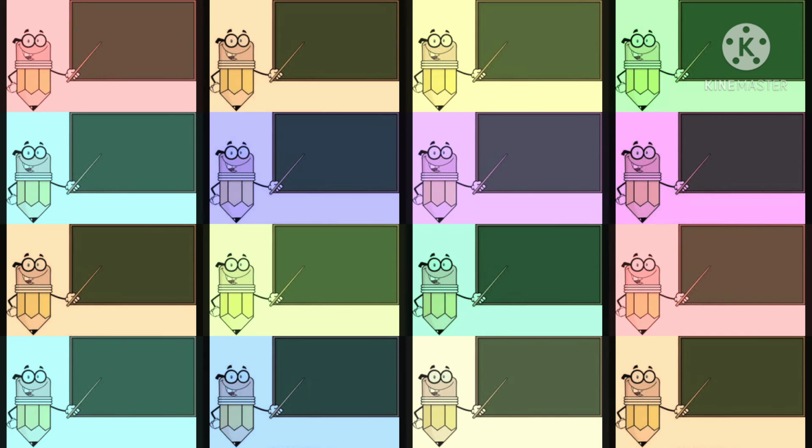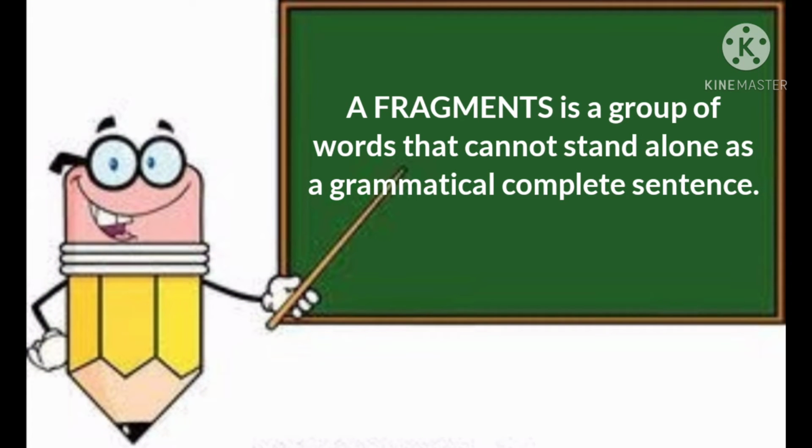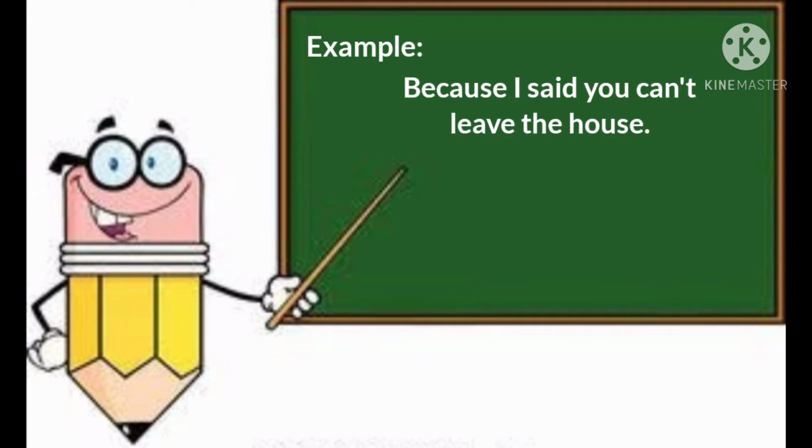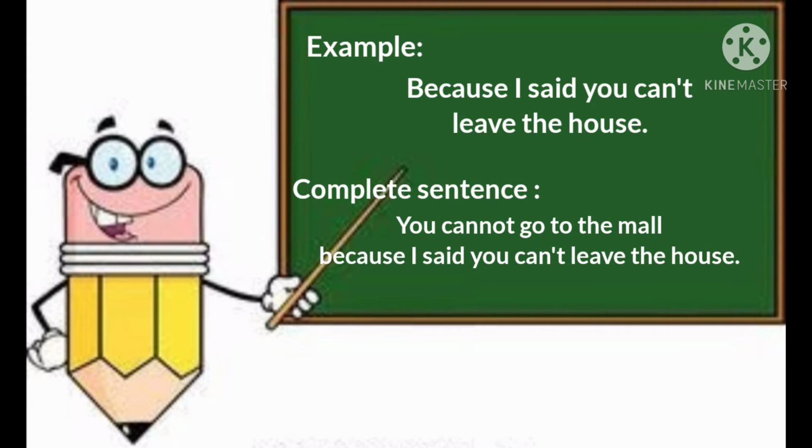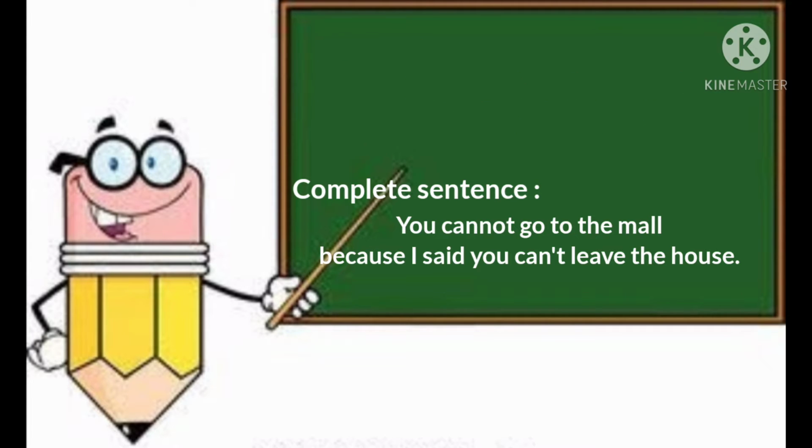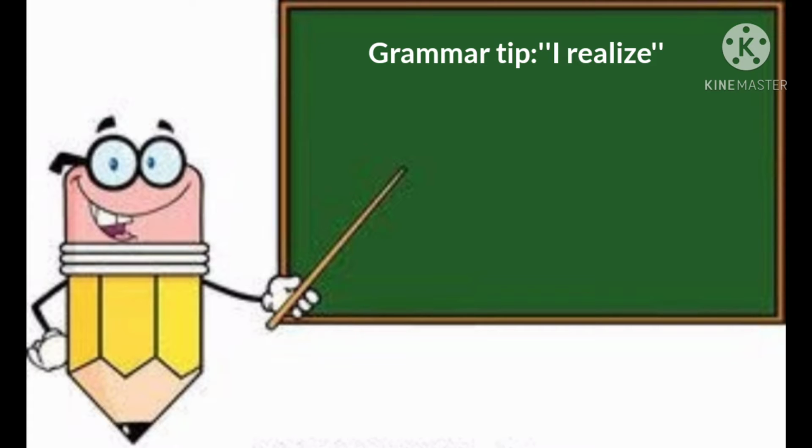What are fragments? A fragment is a group of words that cannot stand alone as a grammatically complete sentence. Even though fragments are common in speech and informal writing, they are considered one of the most serious types of errors in formal writing. Example: "Because I said you can't leave the house." So the complete sentence in that example is, "You cannot go to the mall because I said you can't leave the house." So here are some grammar tips.